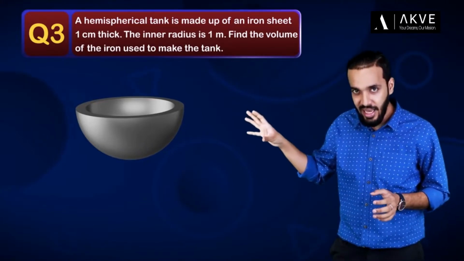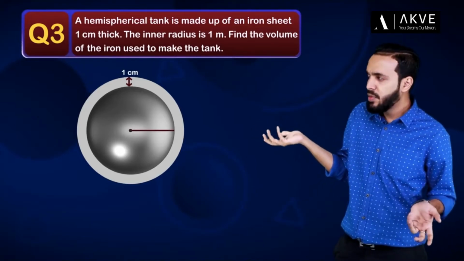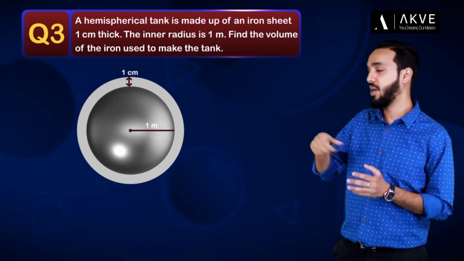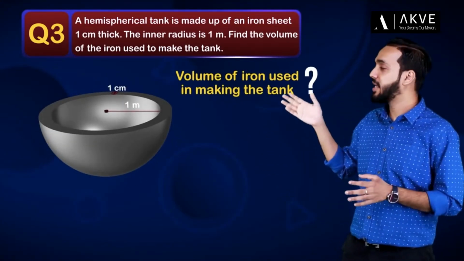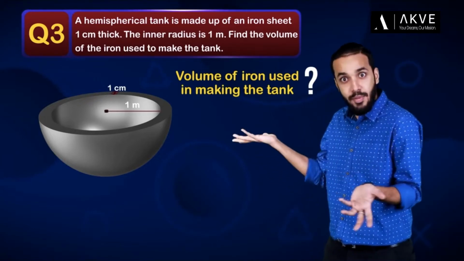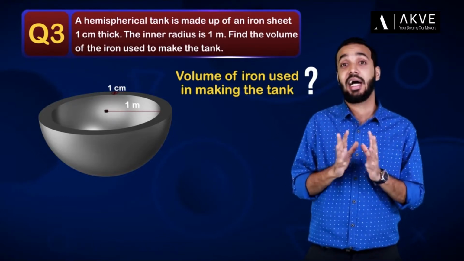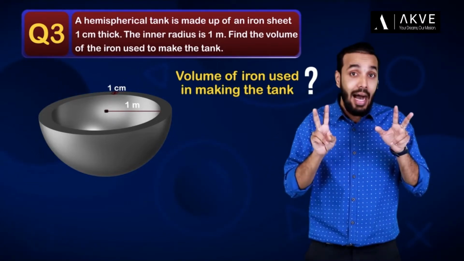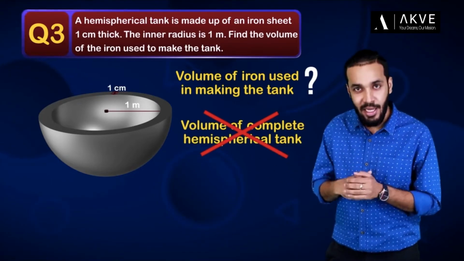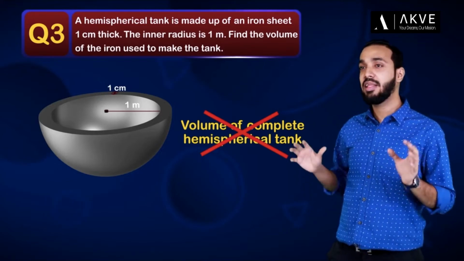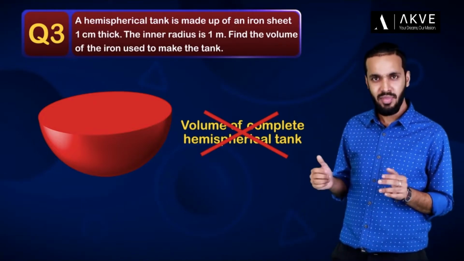There's a hemispherical tank made up of an iron sheet 1 centimeter thick. The inner radius, which is basically this part, is given as 1 meter. And all we have to do is find the volume of iron used in making the tank. Pretty simple, isn't it? Hold on. There's a catch here. The question asks us to find the volume of the iron used, not the volume of the complete hemispherical tank. So basically, we have to find the volume of just this part, not that of the complete hemisphere.